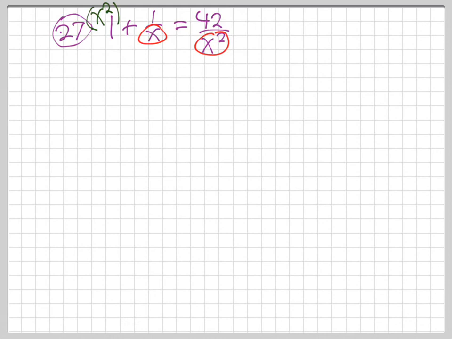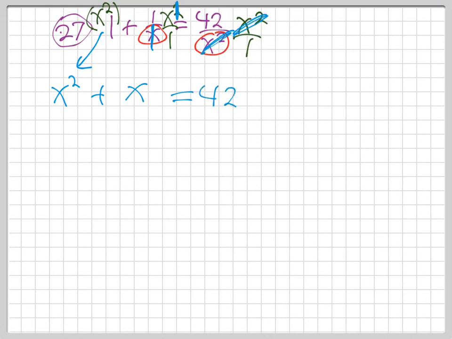Same thing here. X squared is over 1, right? And x squared over 1. So we're multiplying through by x squared over 1. See what happens. This just becomes x squared. This x cancels one of those and just leaves one extra x. These x squareds cancel completely and just leave 42.